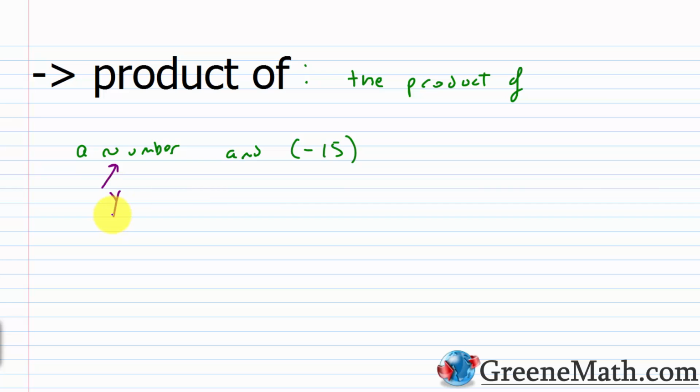All right, the last one we're going to look at with multiplication is product of. And for this one, we could just say the product of a number and, let's say, negative 15. So the product of a number, which I'll represent with, let's say, y, and negative 15, it would be negative 15 times y, or just negative 15y.